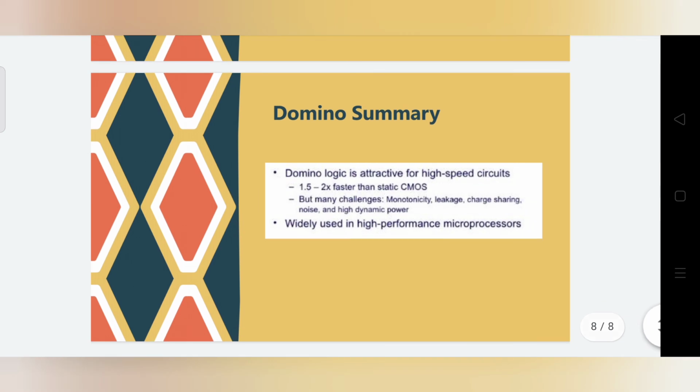The summary of the domino circuits. Domino logic is attractive for high-speed circuits, 1.5 to 2x faster than static CMOS. But there are many challenges: monotonicity, leakage, charge sharing, noise, and high dynamic power. We can overcome the leakage problem by using a keeper circuit, and the charge sharing problem by using secondary pre-charge transistors. Domino is widely used in high performance microprocessors. These are the applications of domino circuits.